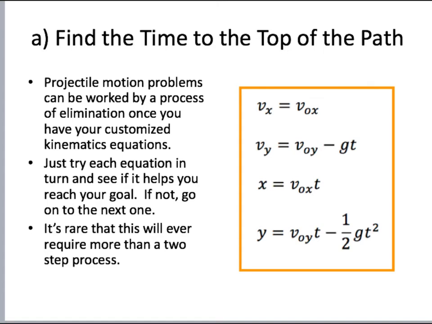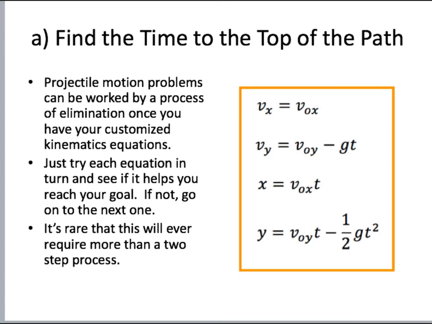Part A asks for finding the time to reach the top of the path. Now, projectile motion problems can be worked by a process of elimination once you have your customized kinematics equations, which are what we have over in this box. Basically, you just pick any equation and see if it helps you reach your goal. If not, move on to the next one. It's rare that this will ever require more than 2 steps. That is, if you go through all the equations and you don't have what you need, go through them again and you'll be able to find something that you need in one equation that you can plug into another equation. So let's see how that works just by working through all these different problems.